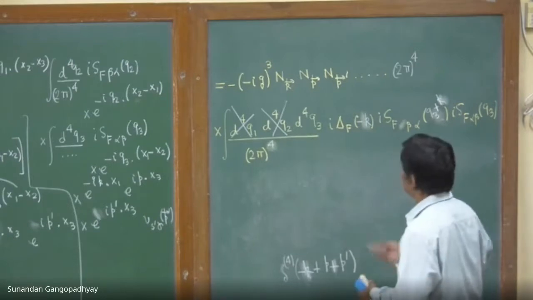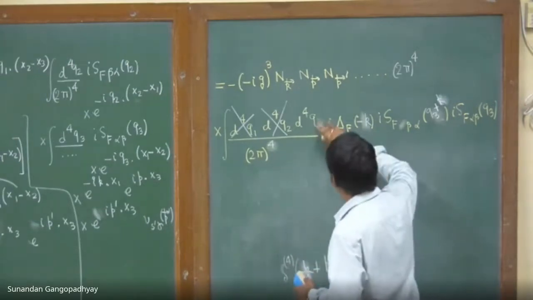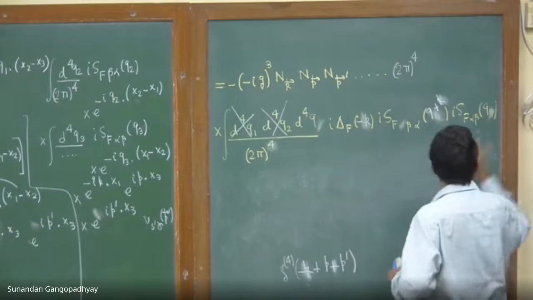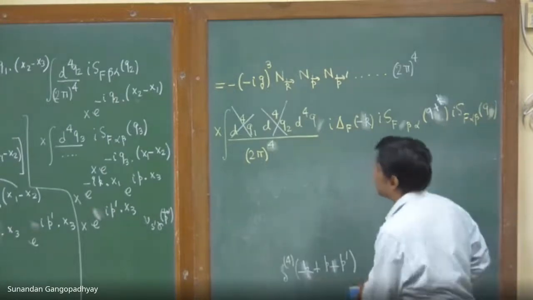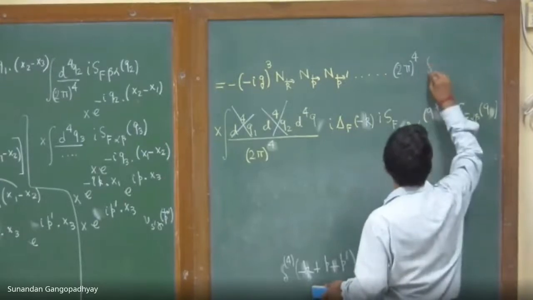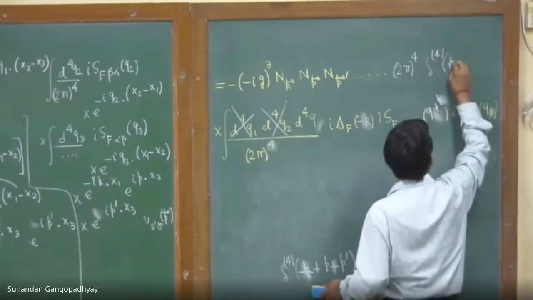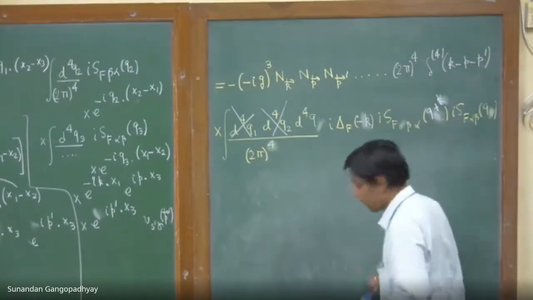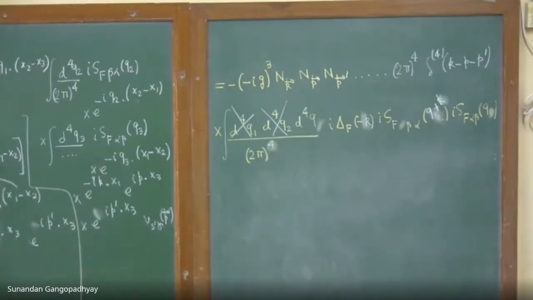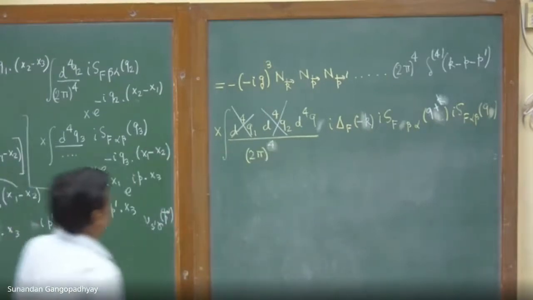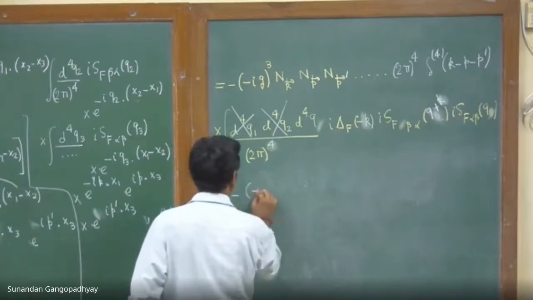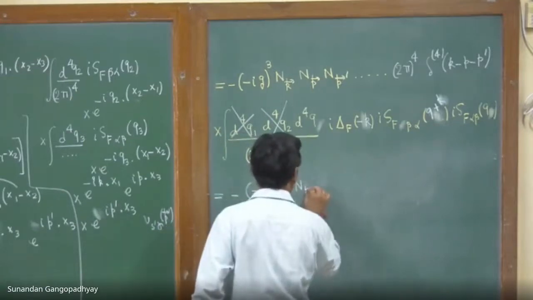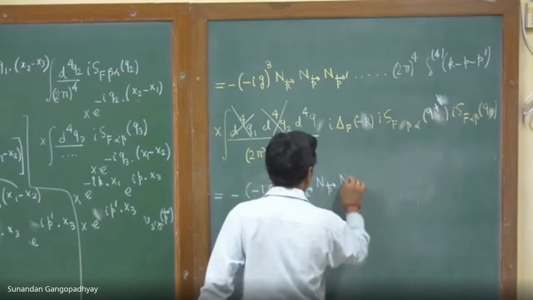Now one more change you can do. Since Q3 is a dummy variable, replace Q3 by Q. So this becomes Q, this becomes Q. And you have this Dirac delta function that you can write over here, delta 4 of K minus P. So everything is done. Okay, so what we have ultimately is the following: we have minus I g cubed, these factors, in A, P, P prime.